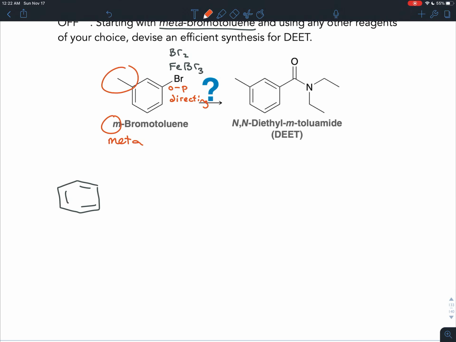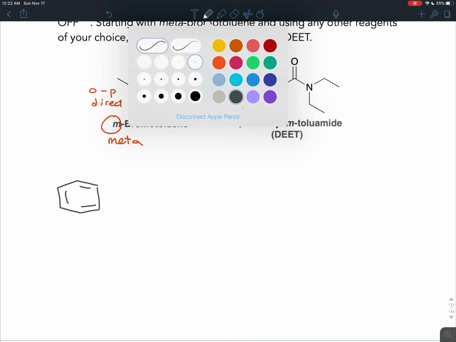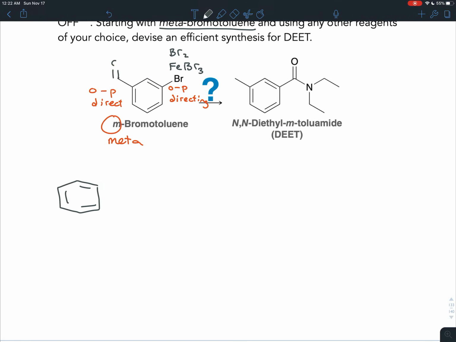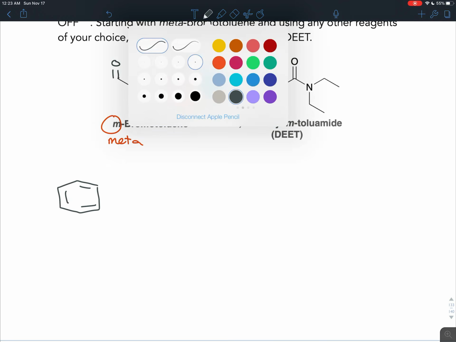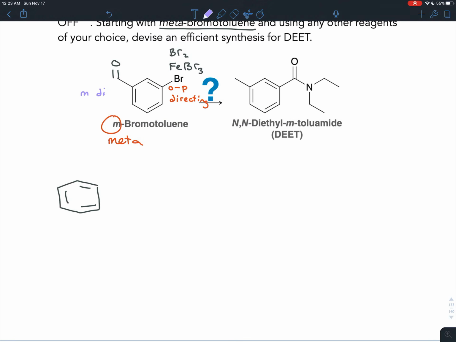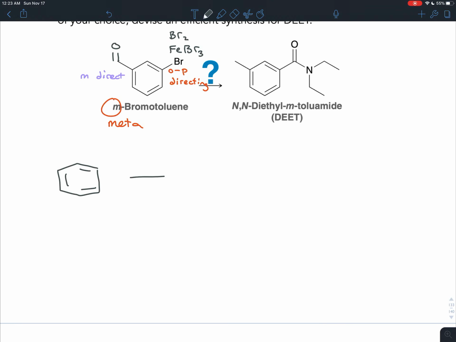The only thing is, alkyl groups are also ortho-para directing. So we can't just put an alkyl group on. What we can do instead is first do an acylation. And you'll remember that is a moderate deactivator, that is meta-directing. Once we have that on, we could add the bromine, it'll add to the meta position, and then we can reduce that and get rid of the carbonyl. So, we can do a Friedel-Crafts acylation.